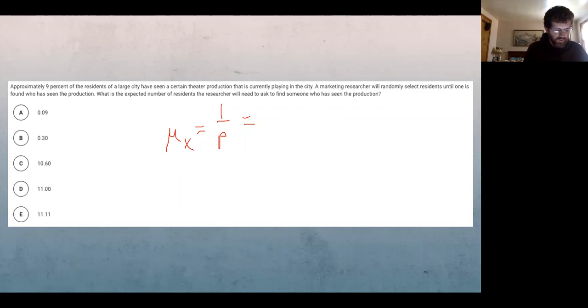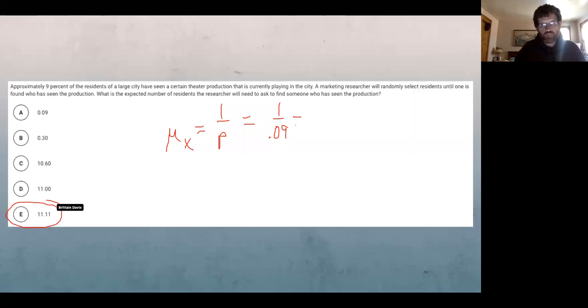And 1 over the probability of 0.09, we just have our calculator do that. That is literally all we have to do for this problem. Okay, so now let me do 1 divided by 0.09. And that is 11.1 repeating. So right here, E is the answer.